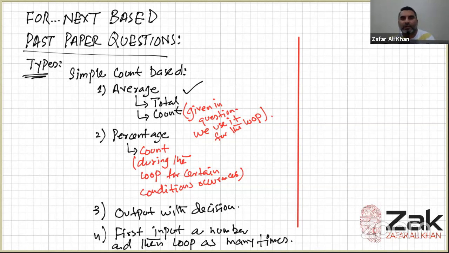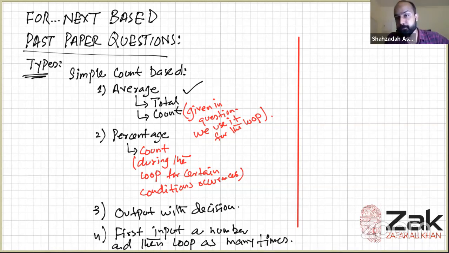Fourthly, there are rare occasions, one or two, but they ask to enter a number and loop as many times. Means they have not given the number by themselves. Rather, what they have done, they have asked you to input a number and then loop for that number of times. Now, this is one of the thing.